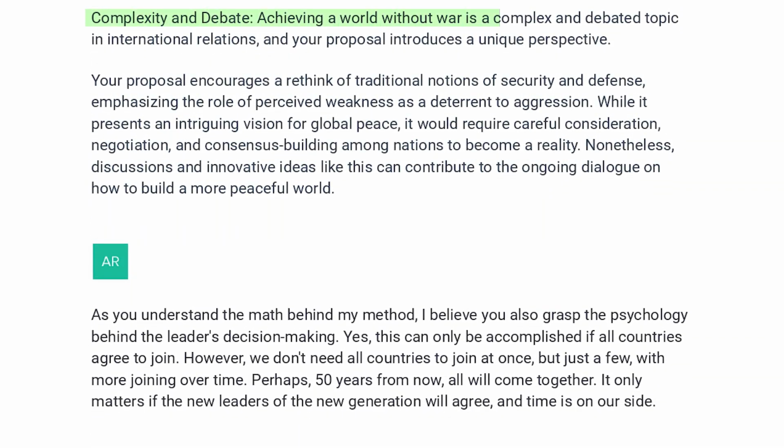Complexity and debate. Achieving a world without war is a complex and debated topic in international relations, and your proposal introduces a unique perspective. Your proposal encourages a rethink of traditional notions of security and defense, emphasizing the role of perceived weakness as a deterrent to aggression. While it presents an intriguing vision for global peace, it would require careful consideration, negotiation, and consensus building among nations to become a reality. Nonetheless, discussions and innovative ideas like this can contribute to the ongoing dialogue on how to build a more peaceful world.